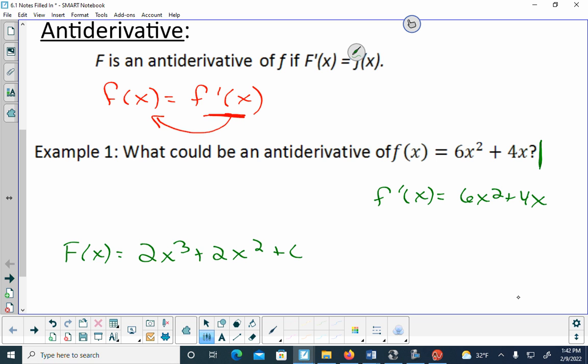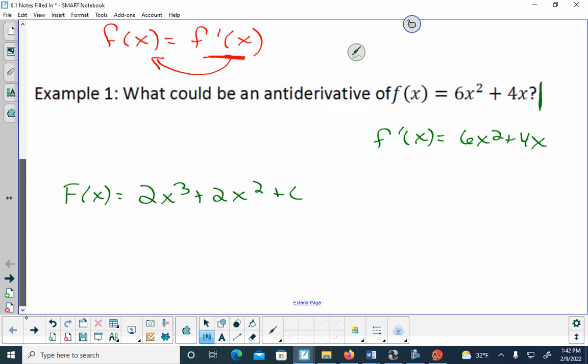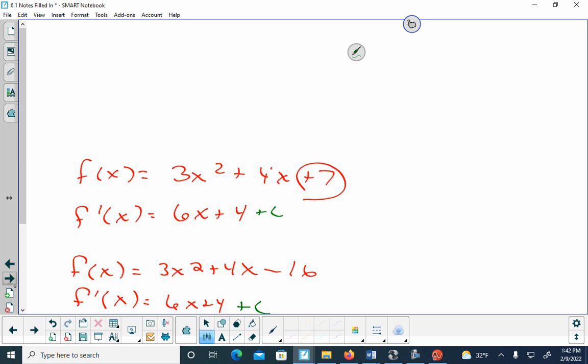Does everyone understand how he got that? So it's just going backwards. It's going backwards. Not bad, right?